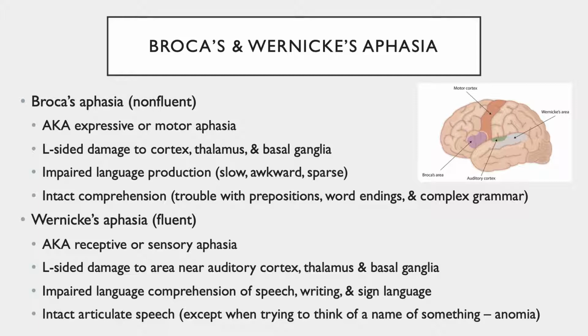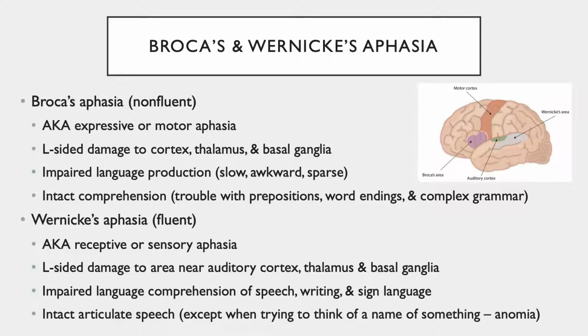Broca's aphasia is a non-fluent aphasia. It's also referred to as an expressive aphasia or a motor aphasia. It occurs in response to left-sided damage, generally to the frontal lobe, but also to the thalamus and the basal ganglia. The non-fluent aspect of Broca's aphasia refers to impaired language production. The individual has difficulty creating language, using language to express themselves. Language production comes across as slow, awkward, and notably sparse.